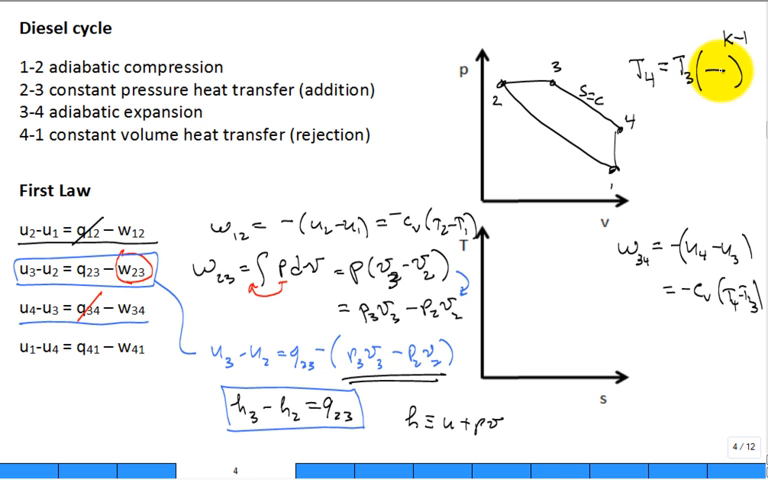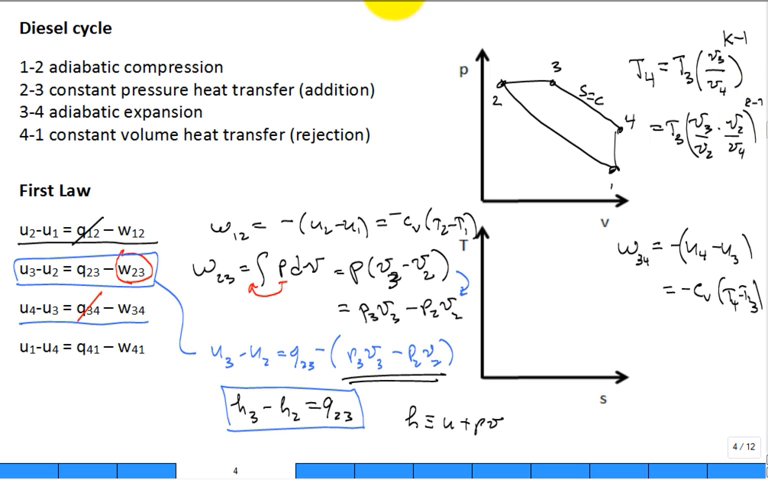It's not the volume at state... It used to be the volume at state 4 minus the volume at state 3. It still is that, but that's not the compression ratio, is it? So what we do is we put T3 and we put V3 divided by V2 times V2 divided by V4, all to the power K minus 1.